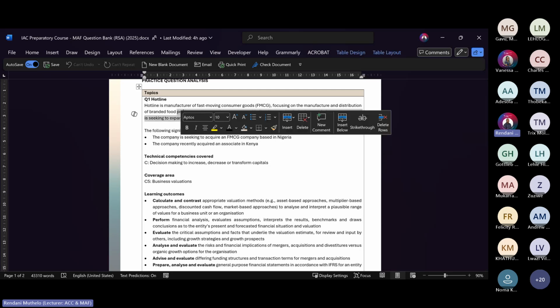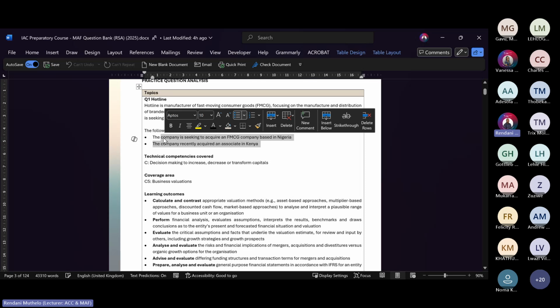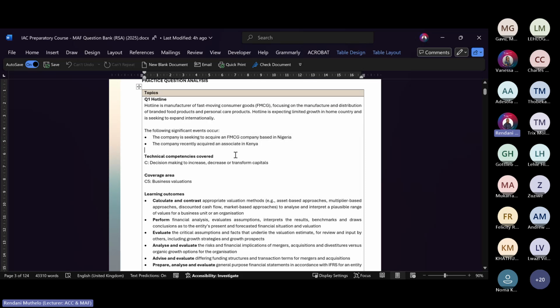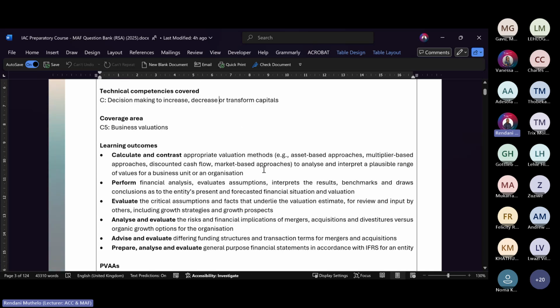a description of what the company is all about. Two, what are the significant events occurring relating to that particular company? Then three, the technical competencies that are being looked into. So in this case, the focus is decision making to increase and decrease or transform the capitals. The coverage area is business valuations.